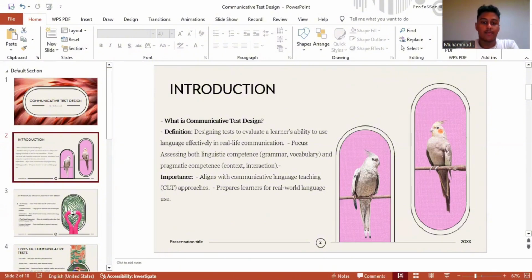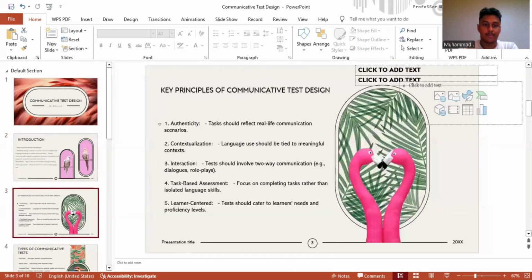Importance: it aligns with the communicative language teaching approach and prepares learners for real-world language. Key principles of communicative test design: authenticity. Tasks should reflect real-life communication scenarios.